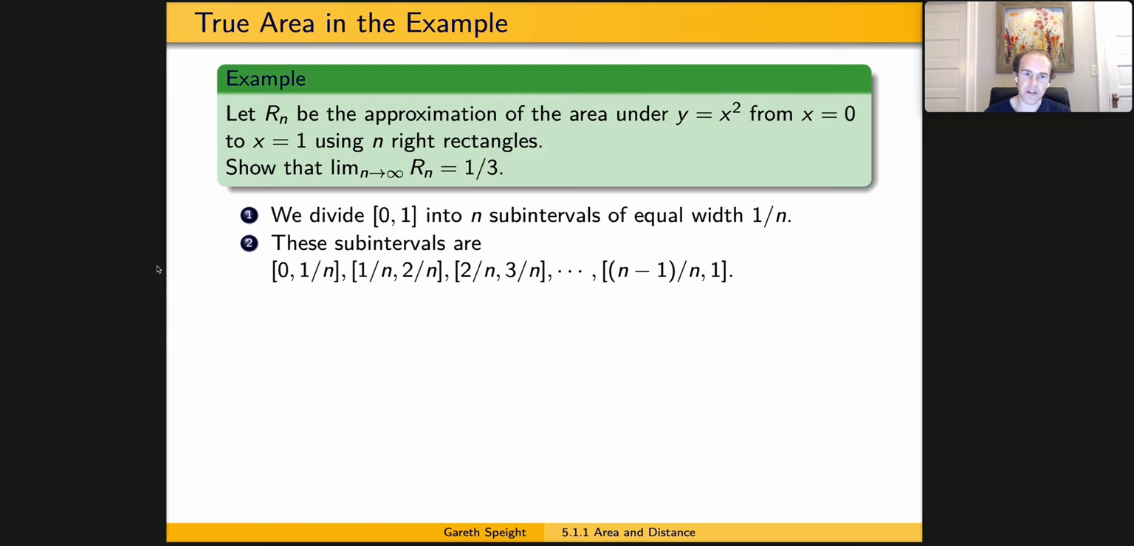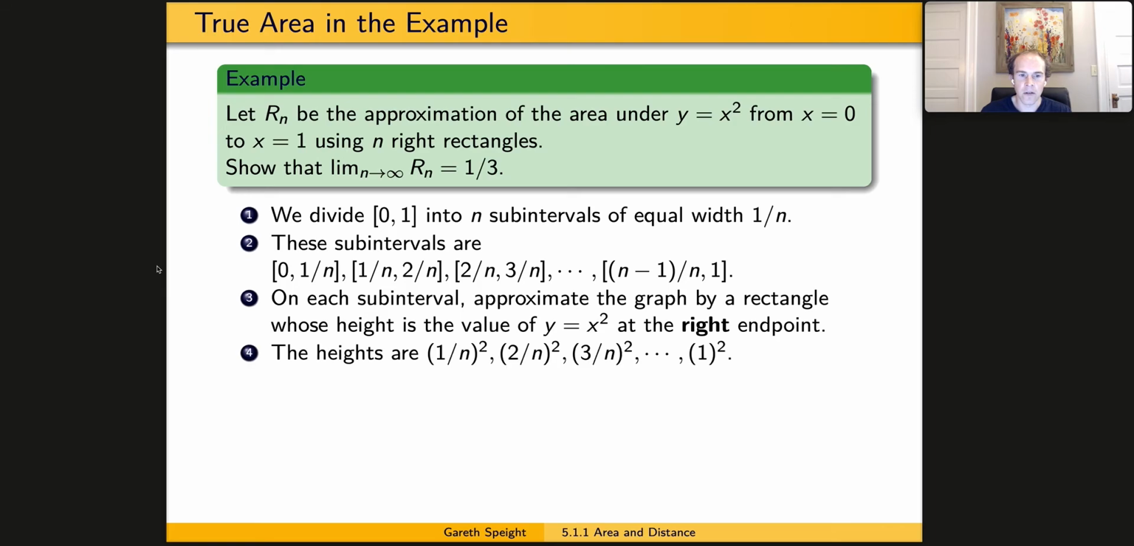Okay, so here are the subintervals, right? Each time we go along by 1/n. So we have 0 to 1/n to 2/n to 3/n and so on until the last one is (n minus 1)/n to 1. So these are our subintervals that form the base of our rectangles. Now we need to specify the height of our rectangles. Since we're using n right rectangles, for each rectangle, the height should be the value of the function at the right endpoint. So for instance, on 0 to 1/n, the right endpoint is 1/n. So over that, the height should be the value of y equals x squared at 1/n. So we should have a height (1/n) squared.